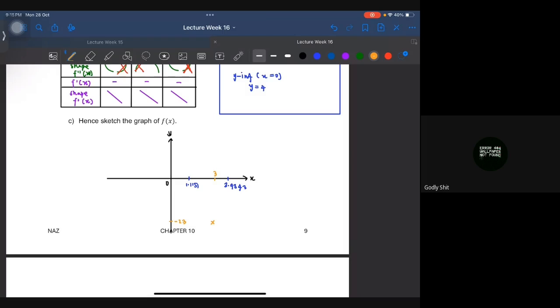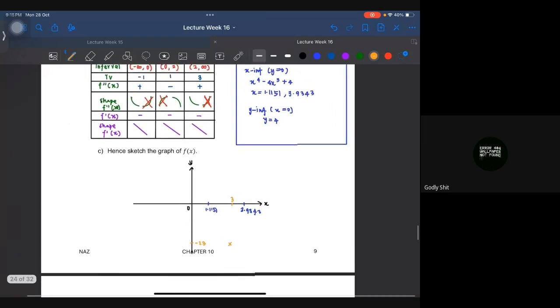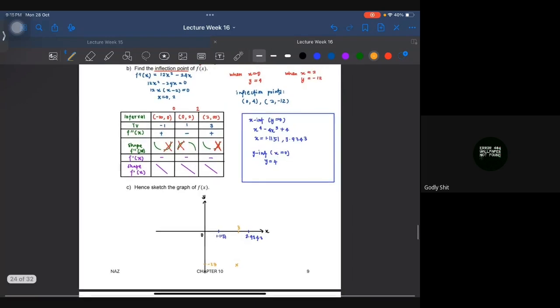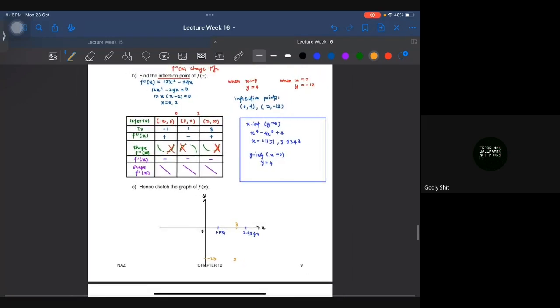Okay, so and then seterusnya awak ada dekat situ apa tu? Point of inflection kan? Okay, so kita label dulu point of inflection kita. So point of inflection kita ada 2. So 0,4 dengan 2 negative 12.